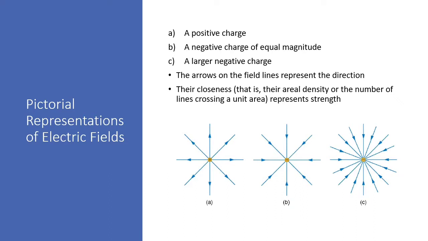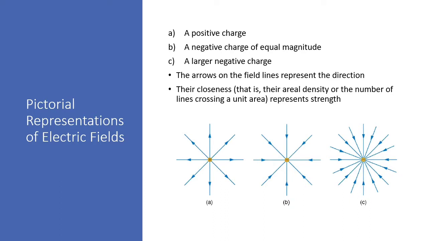For image B, you can see a negative charge of equal magnitude to charge A. You'll notice that for negative charges, the field lines point inward. Again, this is because if we were to put a positive charge somewhere in the vicinity, it will be attracted towards the negative charge.